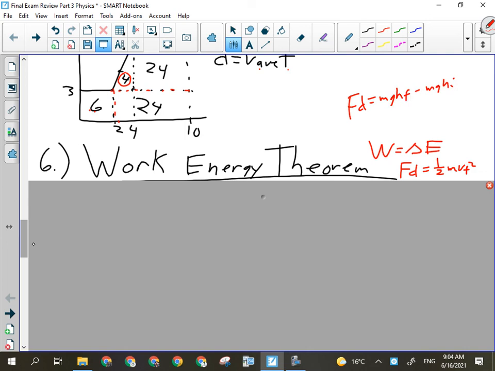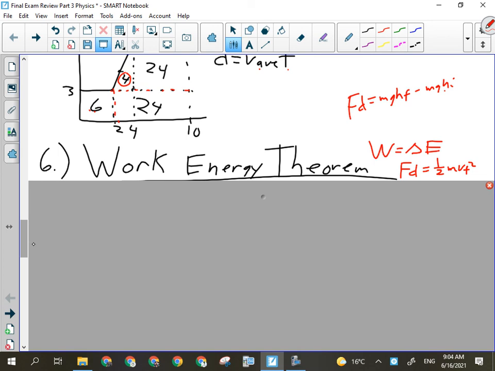Work is a change in energy, okay? That's what we're saying when we write that stuff. The work, the force times the distance, equaled the change in energy. Your biggest challenge on one of those problems is to determine whether it's potential energy that's changing or kinetic energy that's changing.